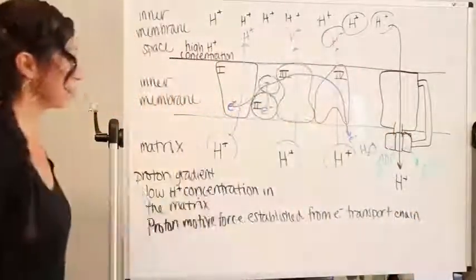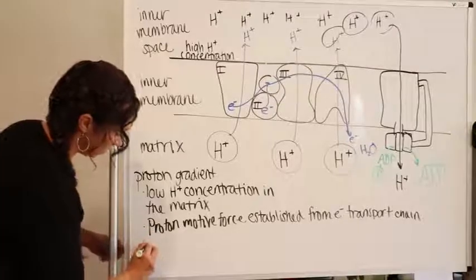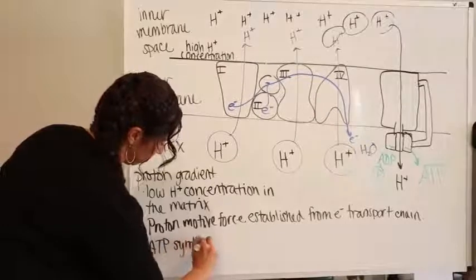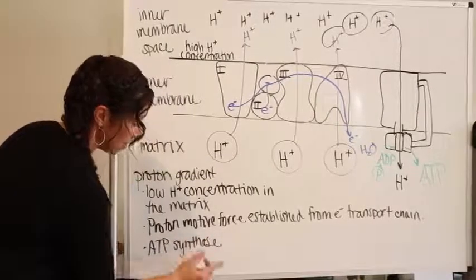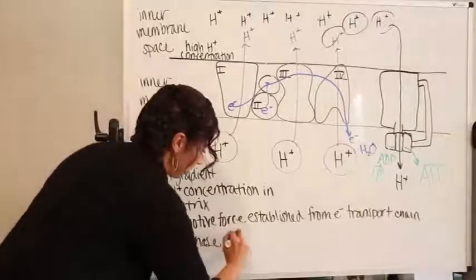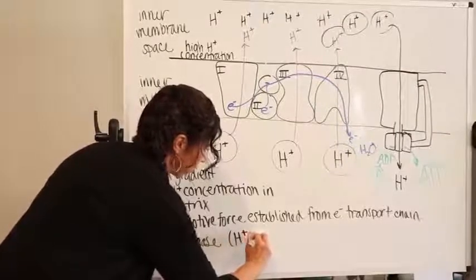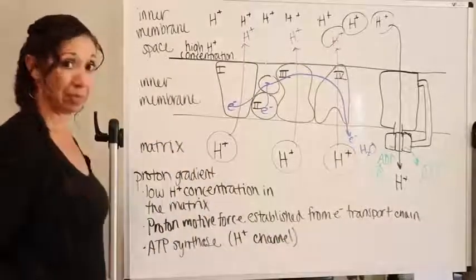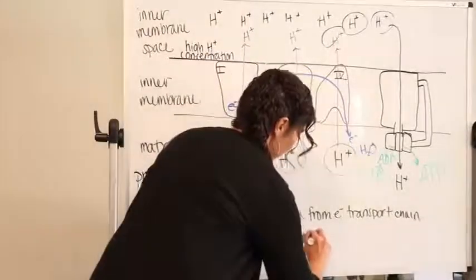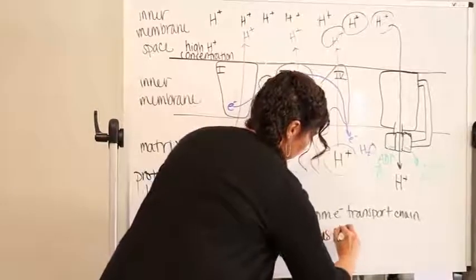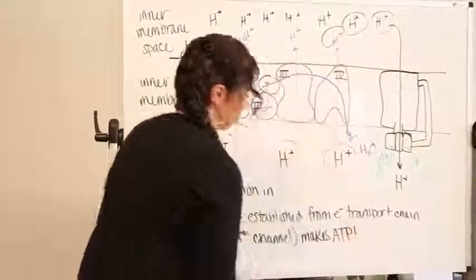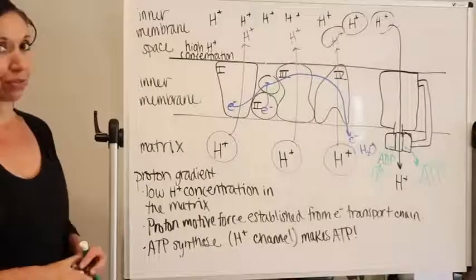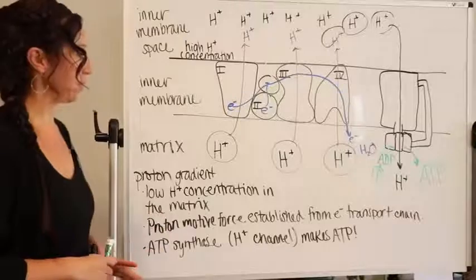And then lastly, ATP synthase, which is an enzyme because it ends in -ase, right? And which is also a proton channel that makes ATP. That is the whole reason we do this. It's gorgeous. So let's recap oxidative phosphorylation really quickly.